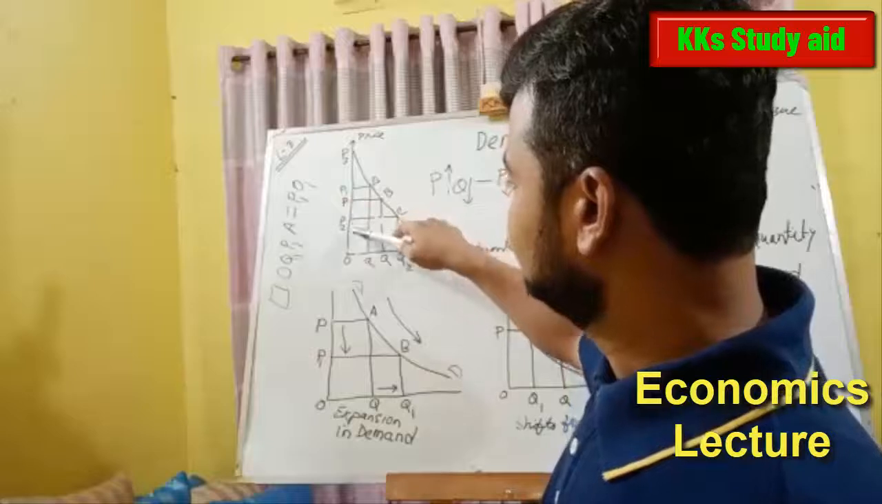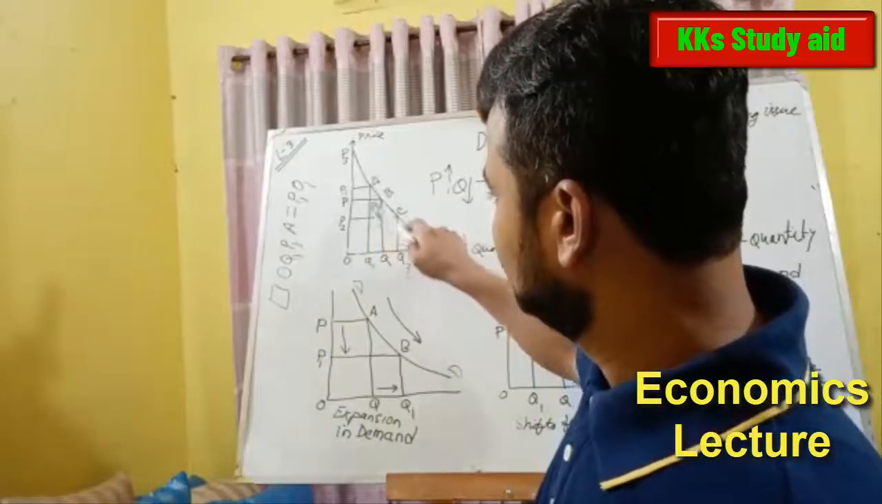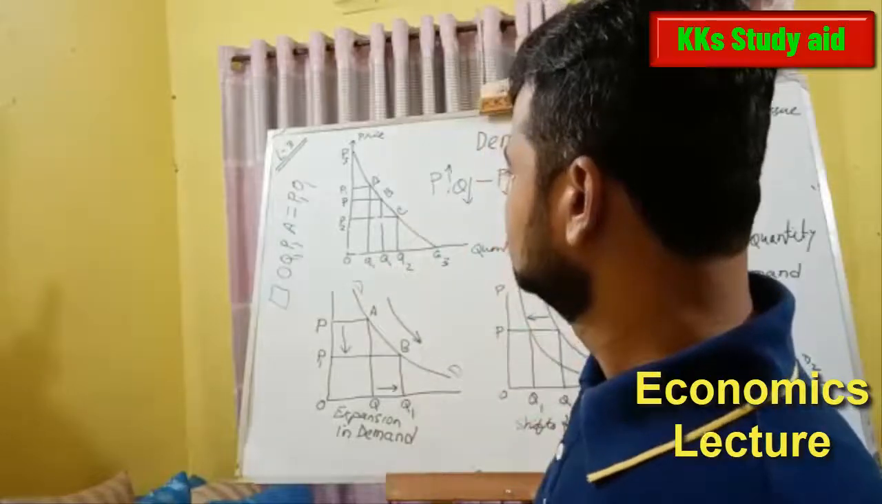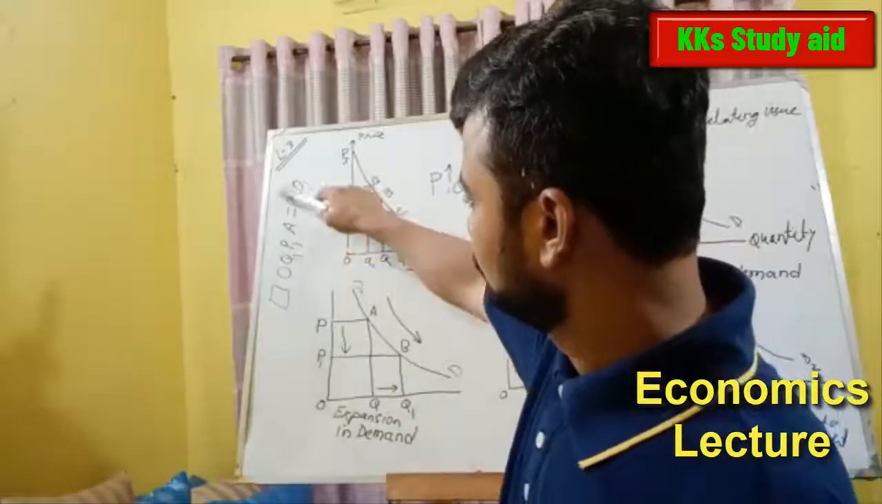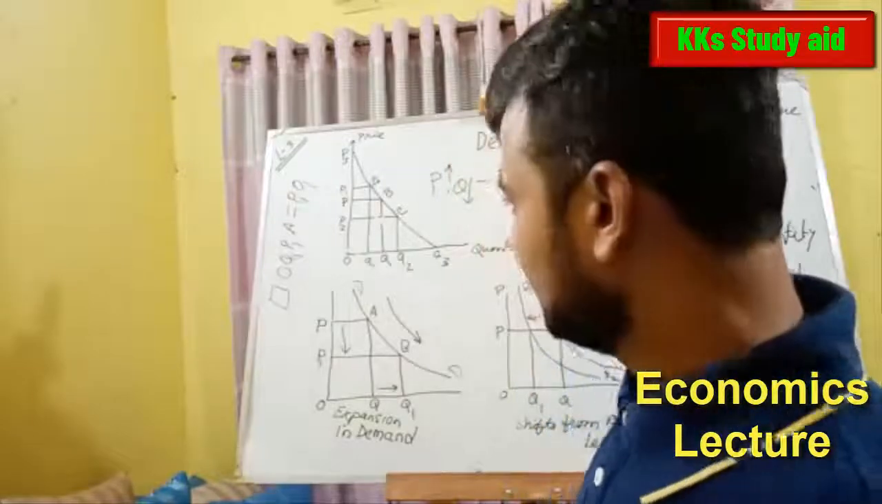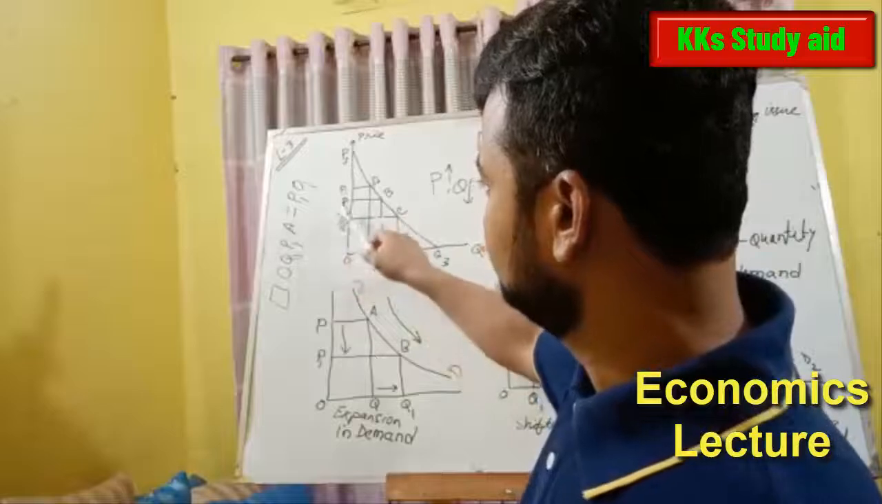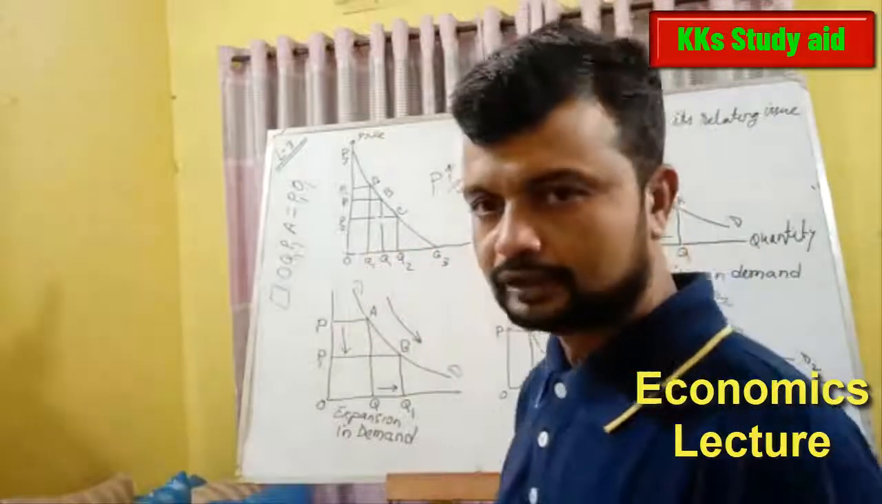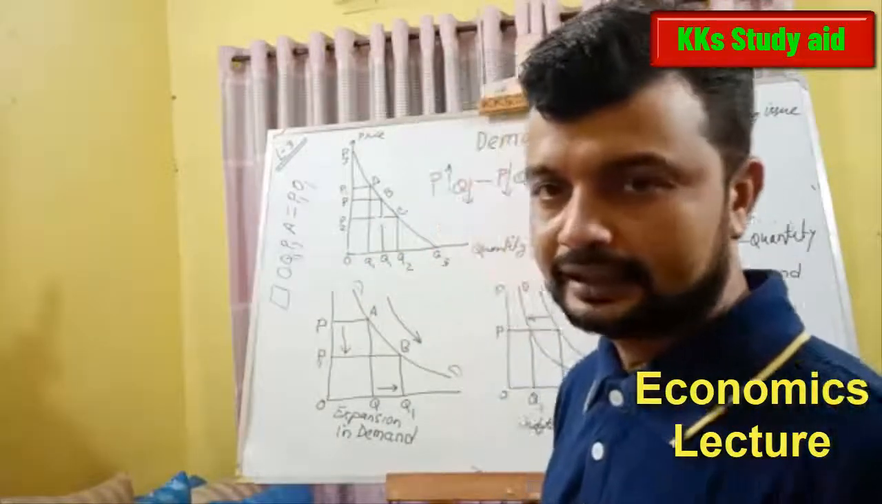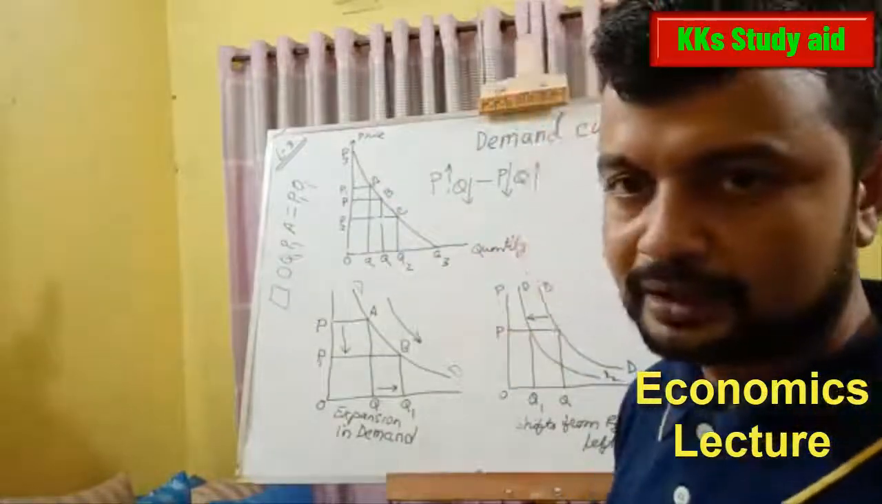Here we see that the rectangular area P1AQ1O is equal to P1Q1. Similarly, it happens with another price mentioned here, like P1P2. So another thing is the slope of the demand curve. What about the slope of the demand curve?